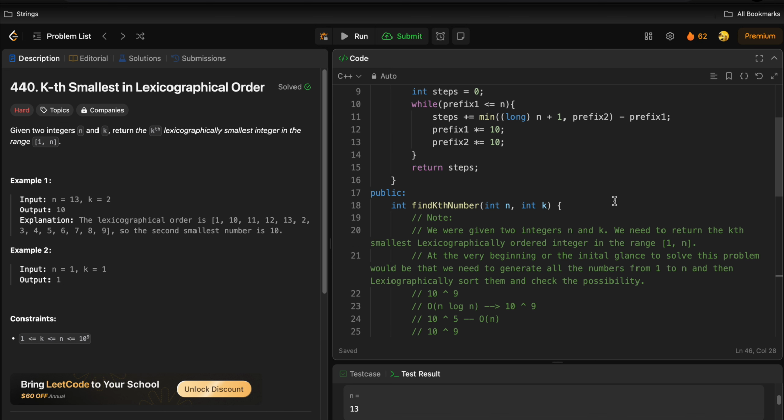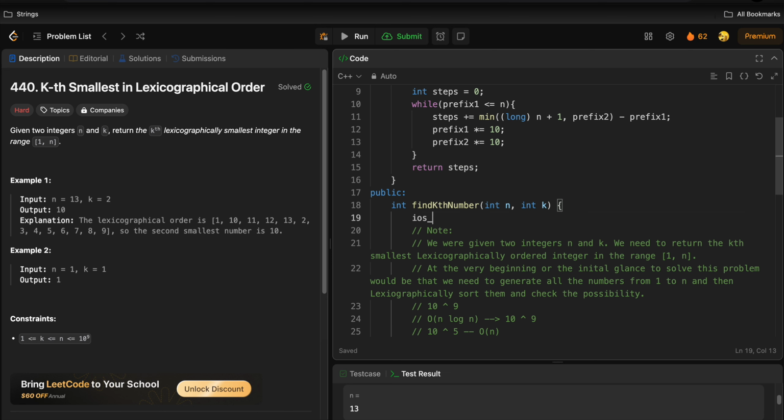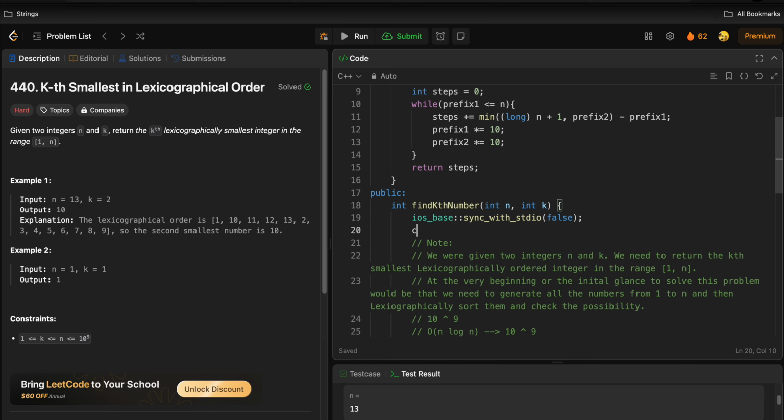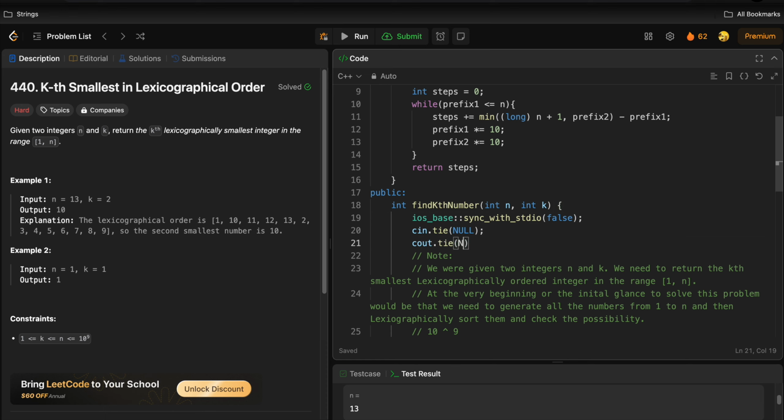Feel free to add anything in the comment section if you think anything is unclear. And also I'm just specifying to my C++ compiler not to sync with the libraries from C. That will be helping me to take input or give output to the terminal. So my cin.tie should be null, cout.tie also to be null. I'm just submitting this out.